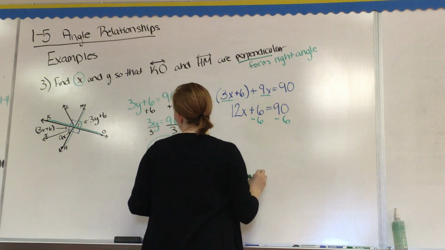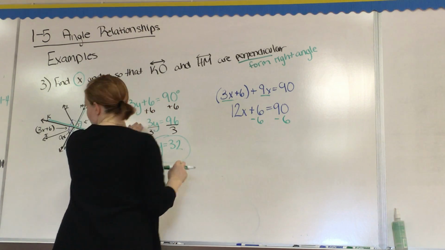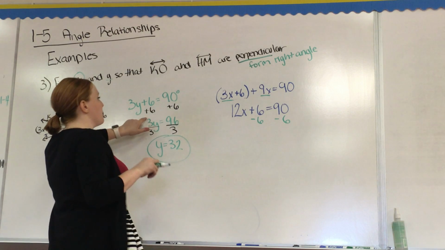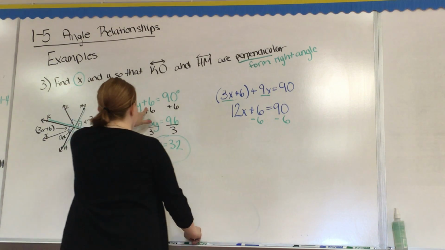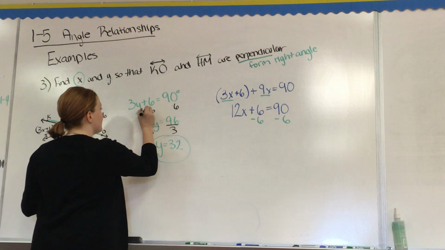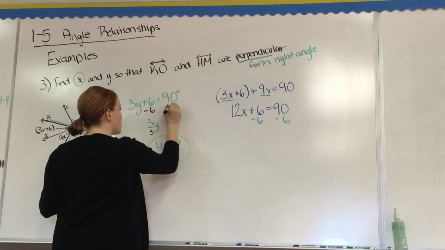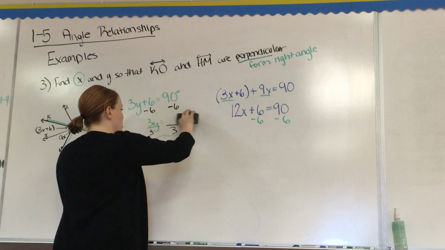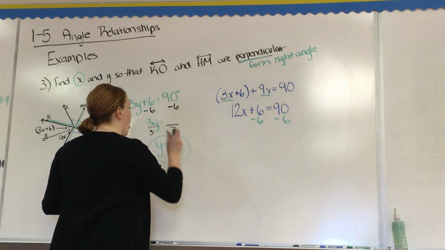Subtract 6. This should have been a subtract. I messed up here. This should be subtract 6. That's how we get it to the other side. So let me correct this. Subtract 6. Subtract 6. That does not equal 96. That equals 84.